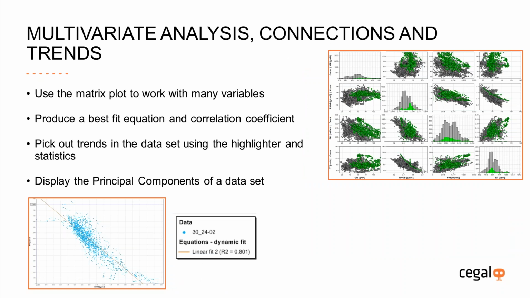Secondly, I want to show you how to work with many different variables. So we're going to use the matrix plot to plot lots of different pairs of variables together. We'll produce a best fit equation and a correlation coefficient. We'll pick out trends in the data using the highlighter and the statistics, and we'll also display the principal components of the data set.